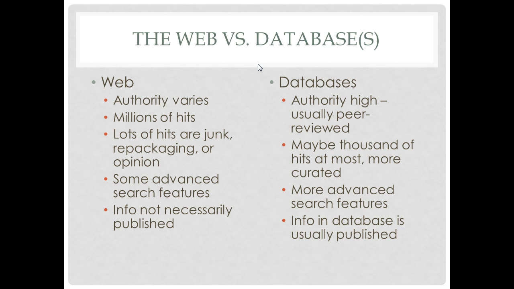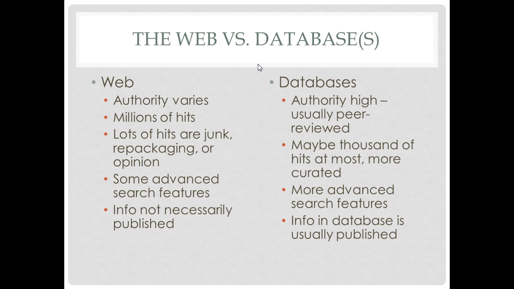When you're dealing with databases, obviously the authority is higher. Usually articles in databases are peer reviewed. And instead of getting millions and millions of hits, you might have thousands. You may have to refine it some, but it's going to be a lot better than the millions of hits you get through Google. A lot of times they'll divide up the search by whether it's a book or an article or how current it is.